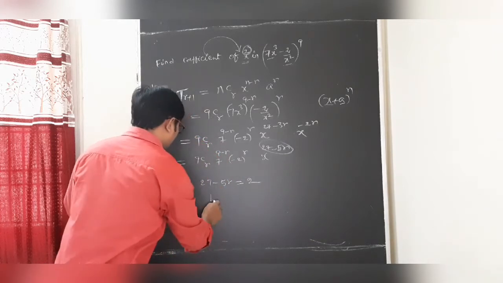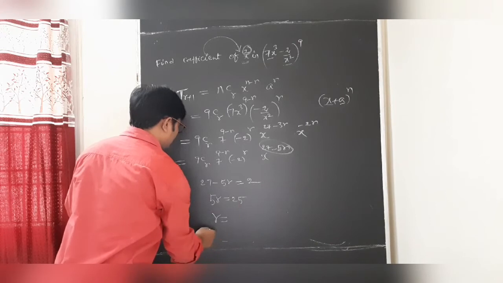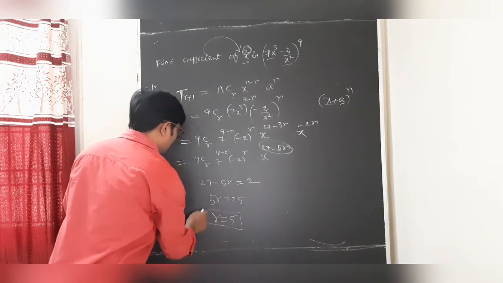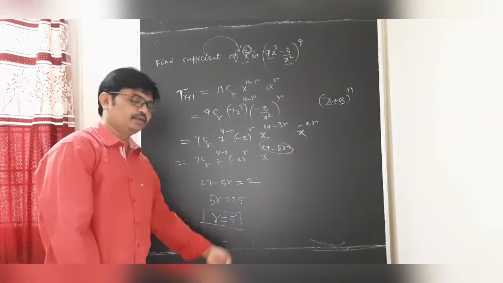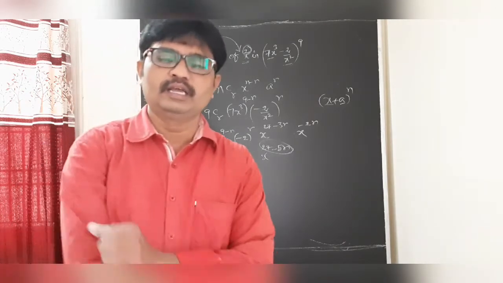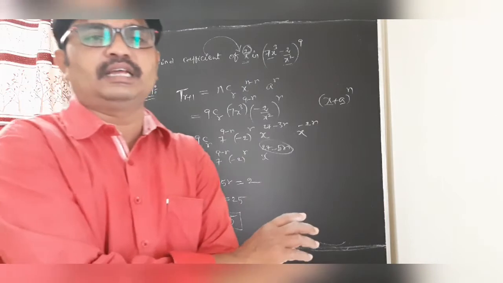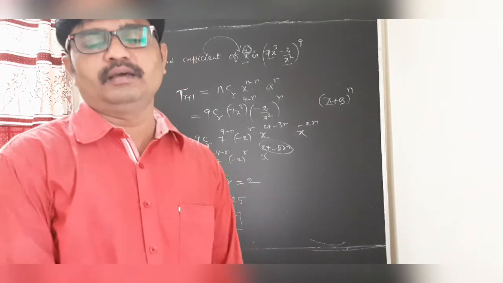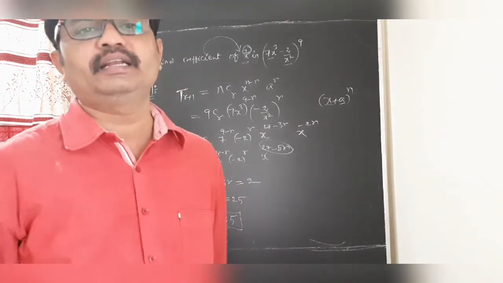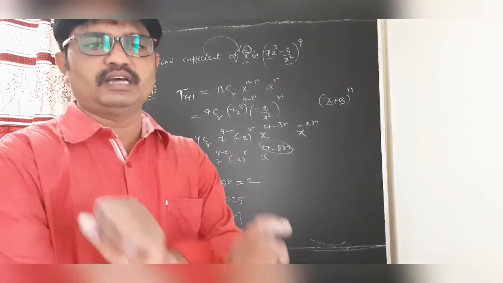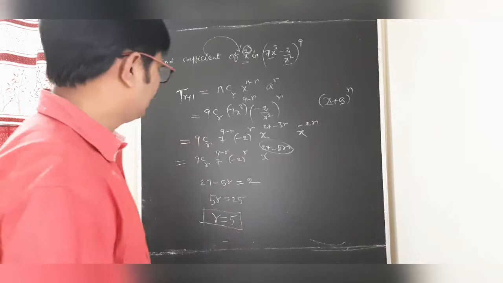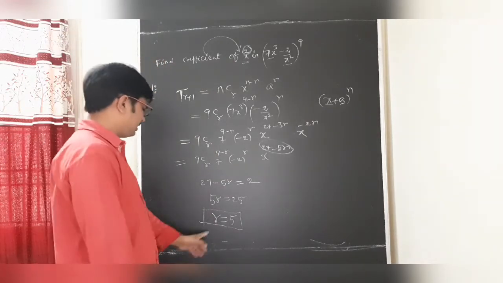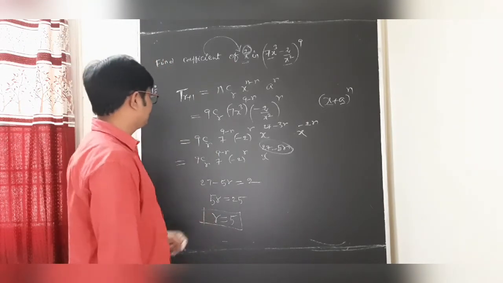Sending this to the other side, 5r equals 25. r is, students, 5. So when you substitute, r is 5, an integer. Suppose you got something like 1 by 3 or 2 by 3, then r is not an integer, and you can directly write that the given expansion does not contain the x square term. But here, no problem at all. r is 5, then it will be substituted here.